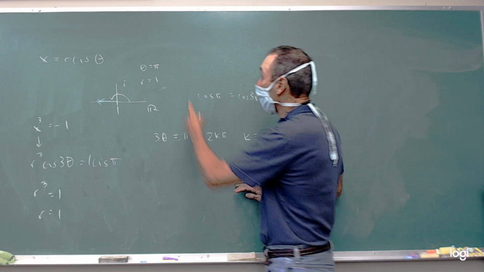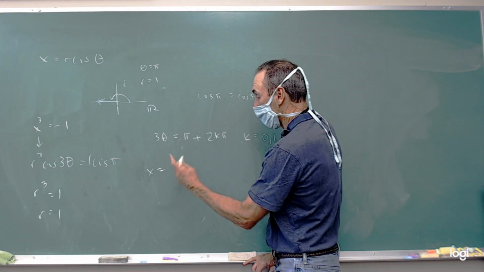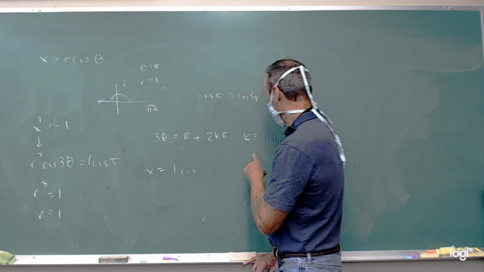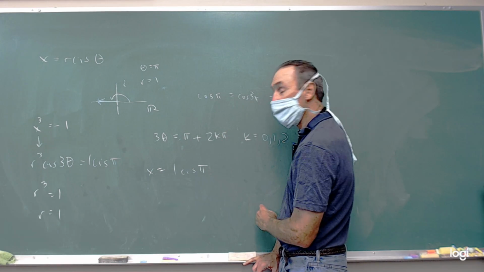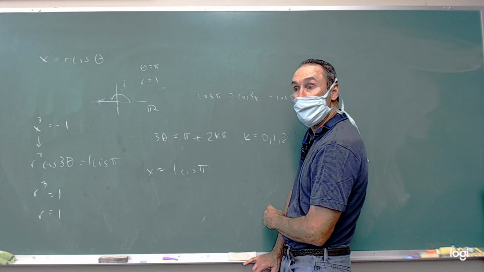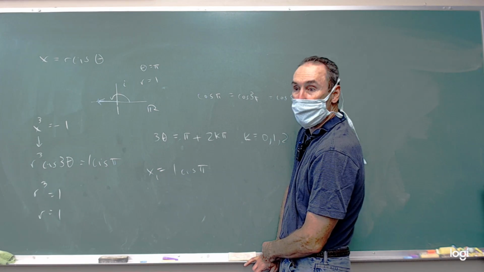So here's our values of x. We have r cis theta. So r we said was 1. Cis, I'm going to put 0 in for k. That's going to be pi. There's one answer. We'll call that the first cube root of -1.